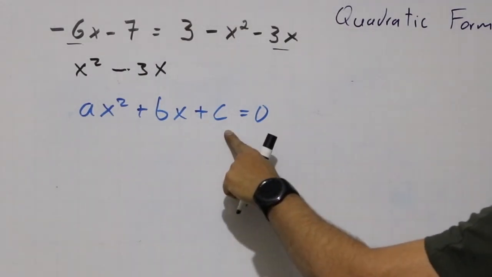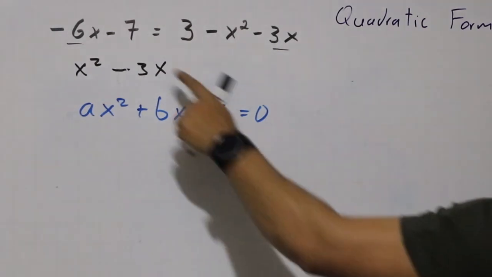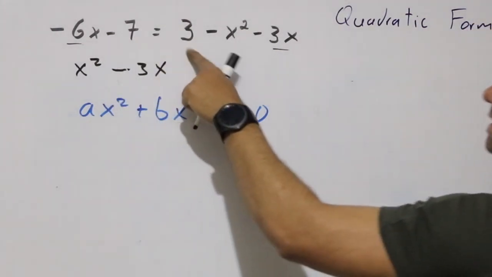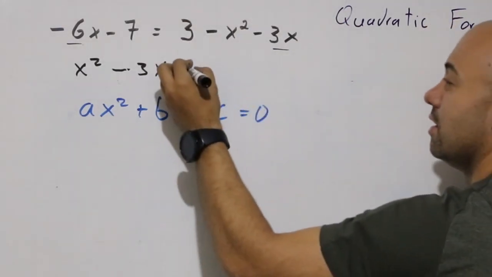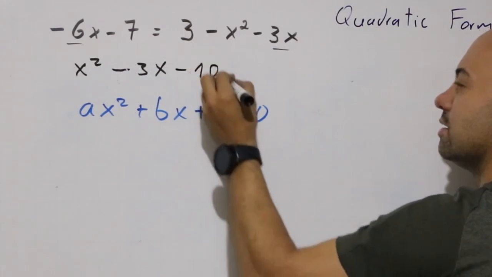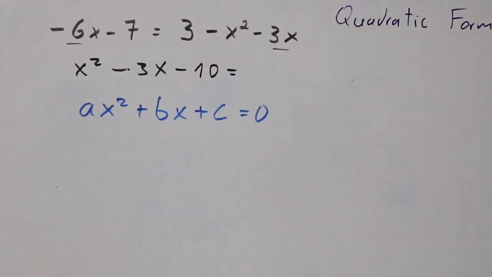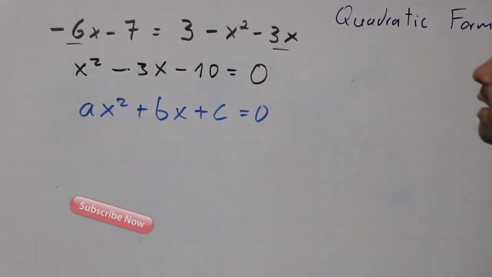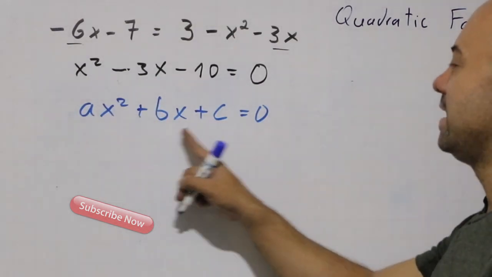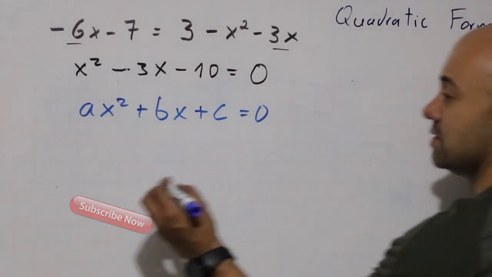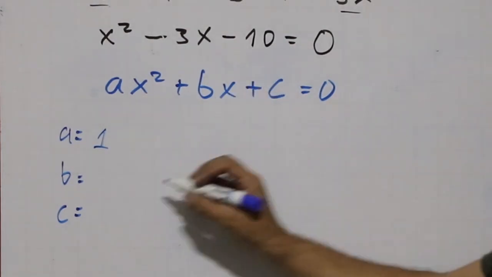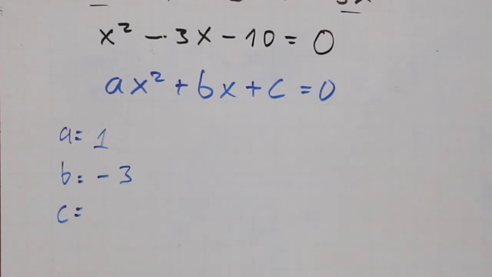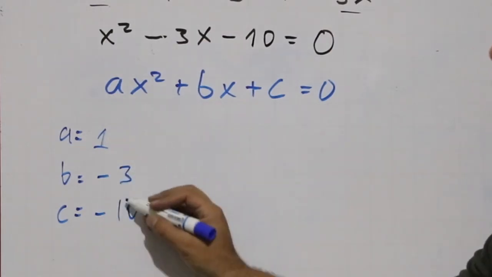Now we have c without any x, so that's the constant terms. And we have on the left side minus 7, and on the right side 3. So if we combine those terms, change the sign of this 3, we get minus 10. And there's nothing else to consider, so on the right side we get 0. Now we have the equation the way we want it, and now we can see what a, b, and c are. That's really important because we're going to use that in the quadratic formula. If there's nothing there, you just suppose that's the number 1. We have b, that's minus 3, and we have c, that's minus 10.